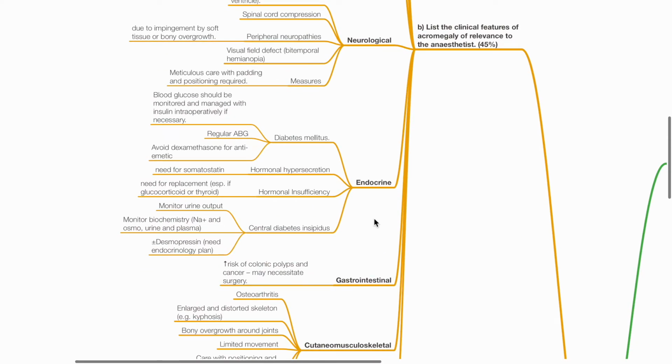Endocrine issues include diabetes mellitus. Blood glucose should be monitored and managed with insulin intraoperatively if necessary. Consider regular ABGs and avoid dexamethasone for antiemetic.